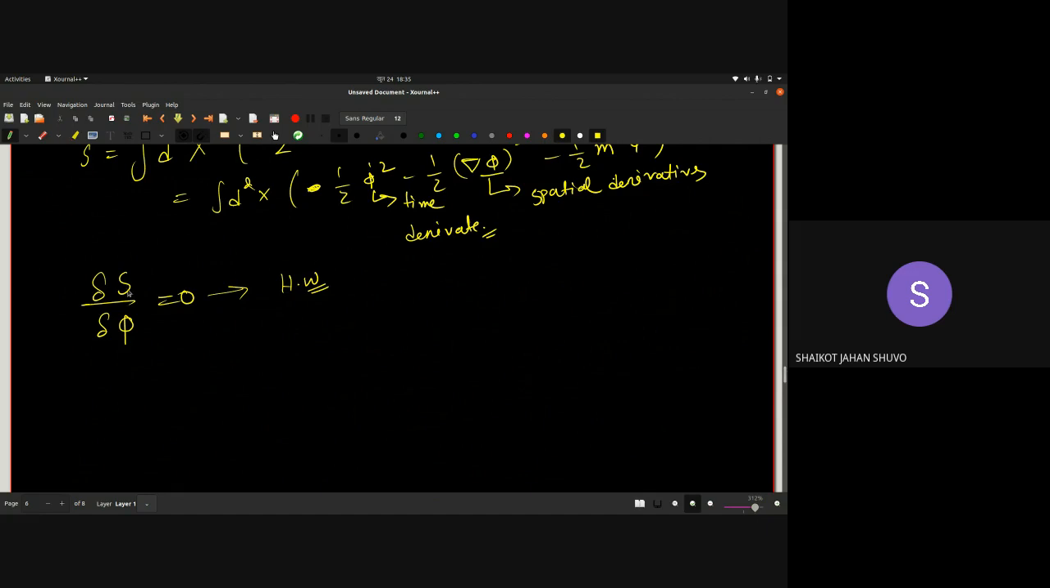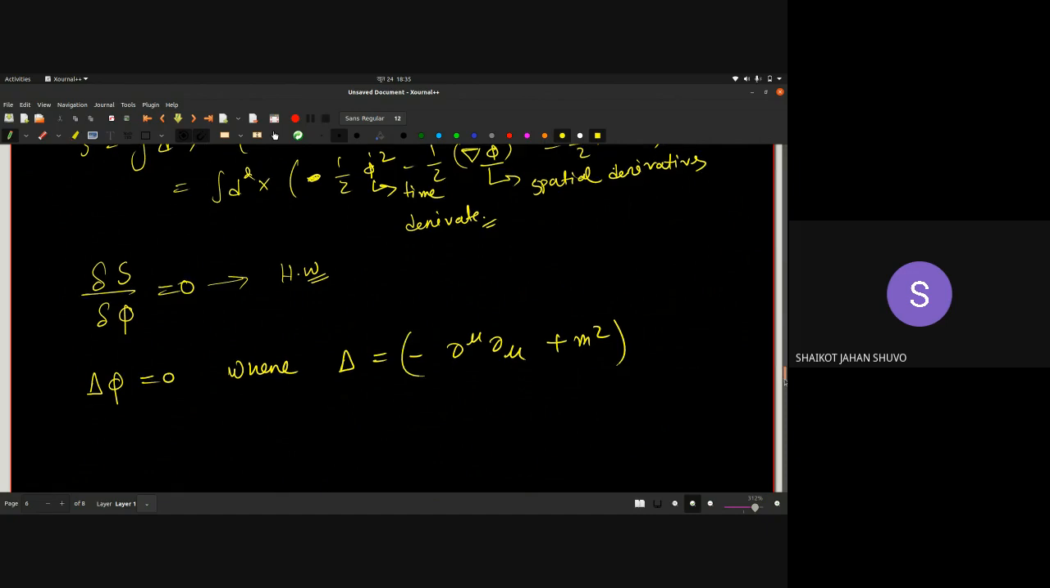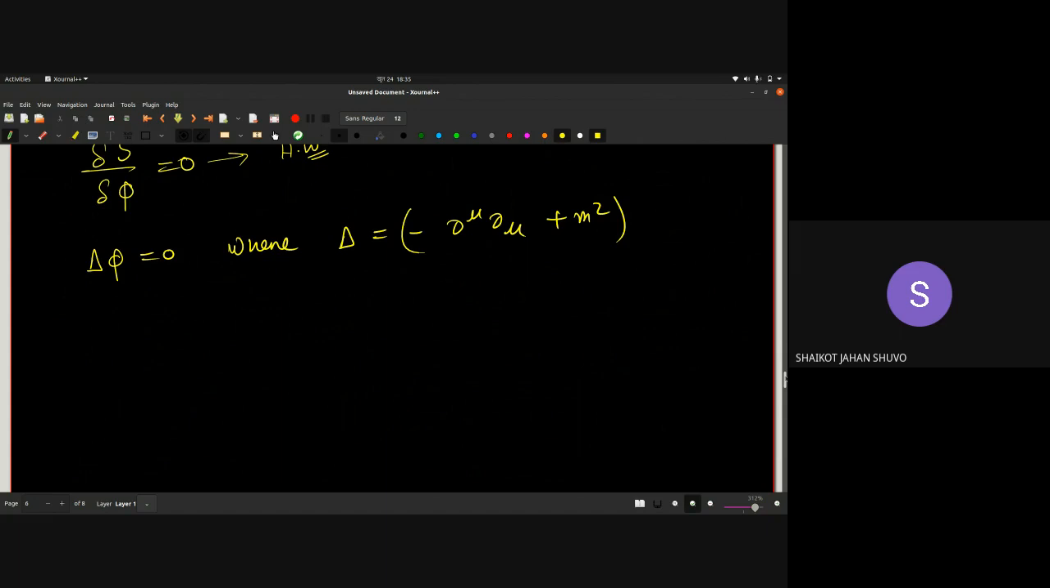So if you take the functional derivative of S with respect to phi, that should give you the equation of motion for phi. And you can show that the equation of motion is nothing but delta phi equals 0, where this delta is given by this operator. This is a differential operator, this delta. Now, in quantum field theory, you take these classical fields and you try to quantize them, and that's where particles come in. When you quantize the fields, the quanta of those fields are your particles.